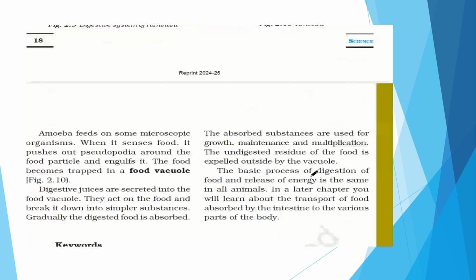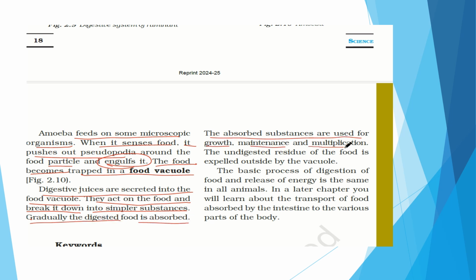Let us see. Now amoeba feeds on microscopic organisms. When it senses the food, it pushes out its pseudopodia around the food particle and engulfs it. It is engulfing the food particle. The food becomes trapped in a food vacuole, and the digestive juices are secreted in the food vacuole. They act on the food and break it down into simpler substances, right? So they are acting on the food and they are breaking it down to simpler substances, and gradually the digested food is absorbed, and the absorbed substances are used for growth, maintenance and multiplication. The undigested residue of the food is expelled out of the body by a vacuole, right?